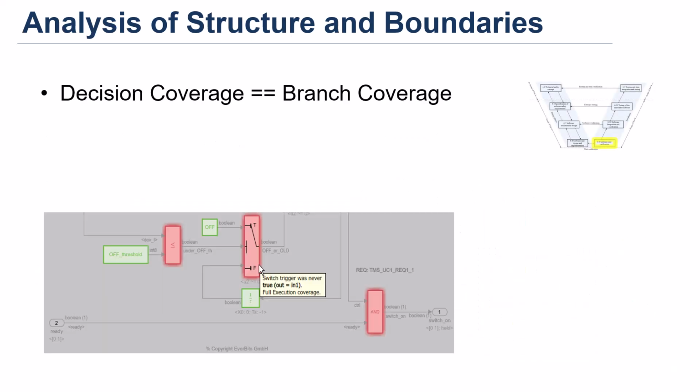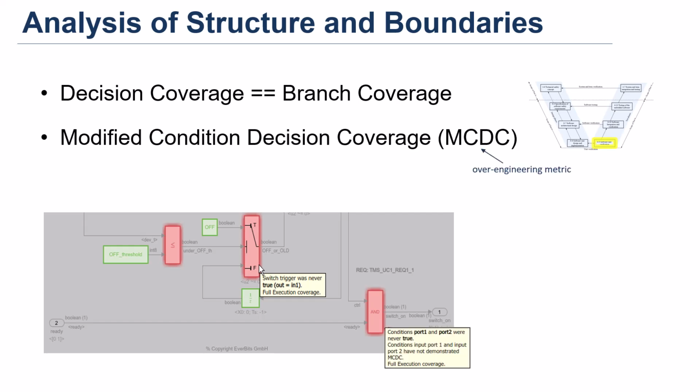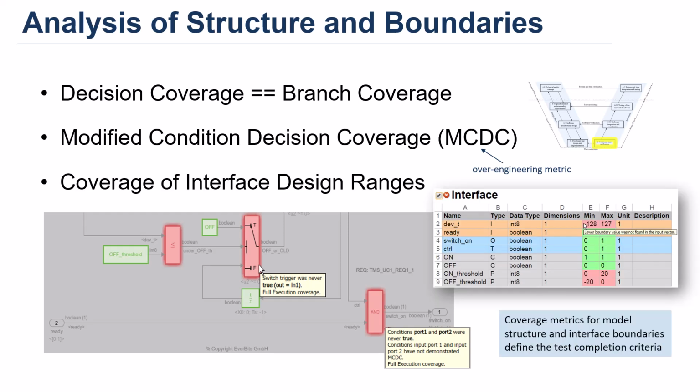The analysis of structure and boundaries is possible with tools like Simulink coverage. You can measure decision coverage, which is the same as branch coverage. You can measure the modified condition decision coverage, which is a very sophisticated over-engineering metric. And you can measure the coverage of interface design ranges. So coverage metrics for model structure and interface boundaries define the test completion criteria.